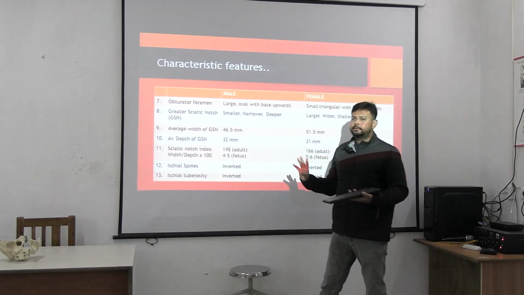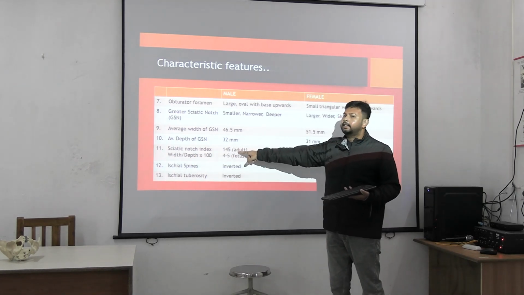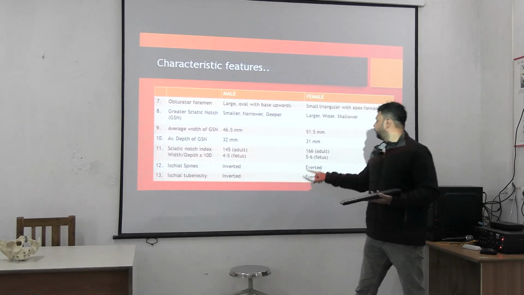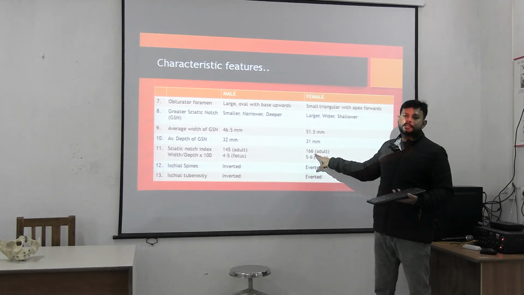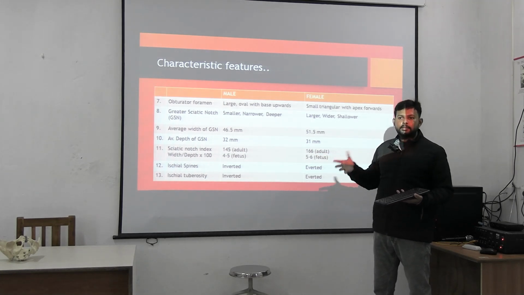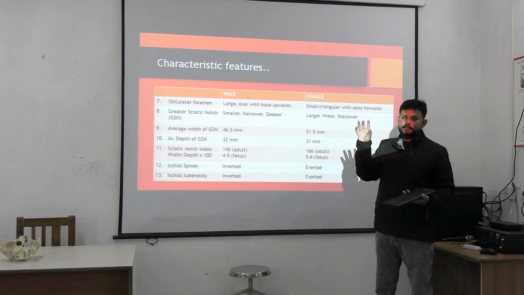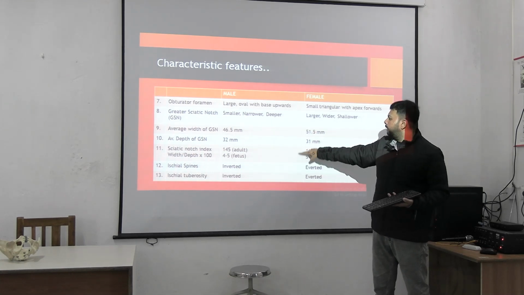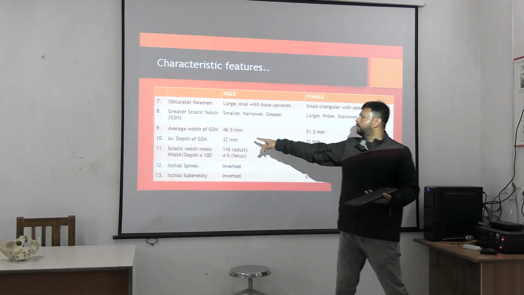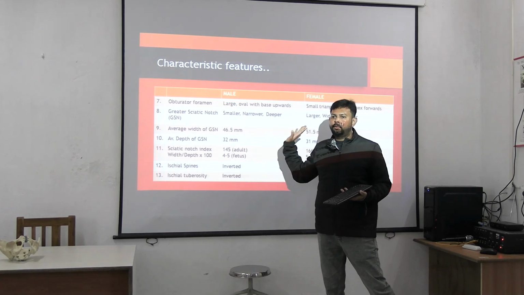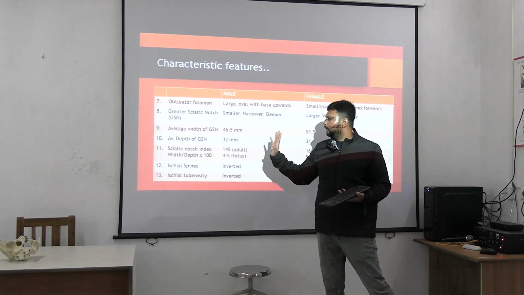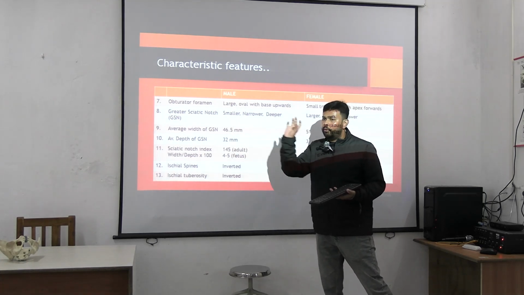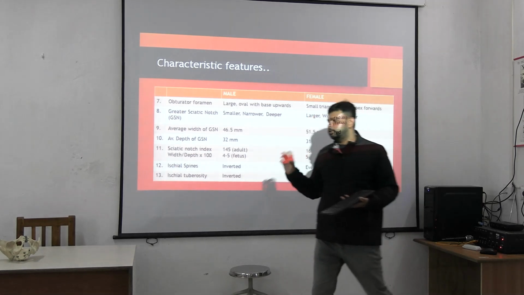Width by depth, so male এ 145, female এ 166, কতটা বেশি? Because numerator is width, so width is less in males, so obviously this will be like this. Clear? তাহলে এই তিনটে পার্ট কভার হয়ে গেল। Measurements you have to remember, so no need of explanation. Thing is that you have to know from where the dimensions has been taken.